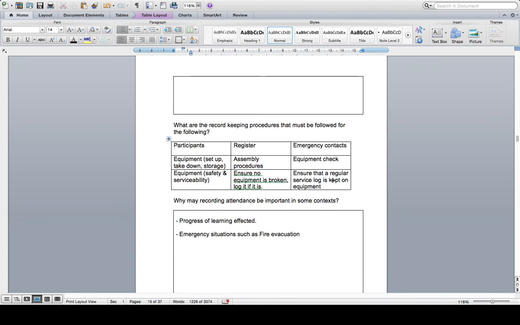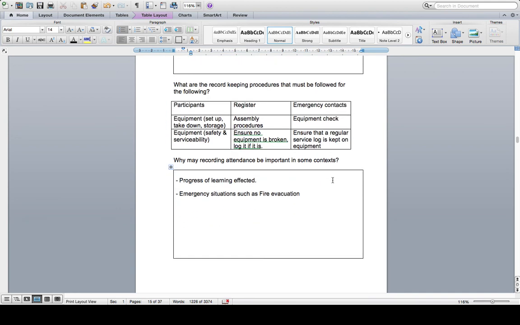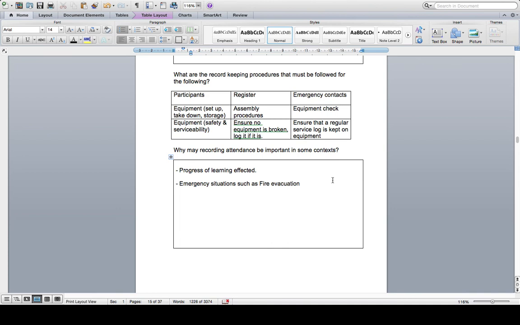Moving on again. All right, guys, we're near enough halfway here, so stick with me. It says, what are the record keeping procedures that must be followed for the following? We're going down this column here. So record keeping procedures for participants, we need to keep registers, and also very important, records of emergency contacts. That's really important in case anything goes wrong within a session, you get injured or anything like that.